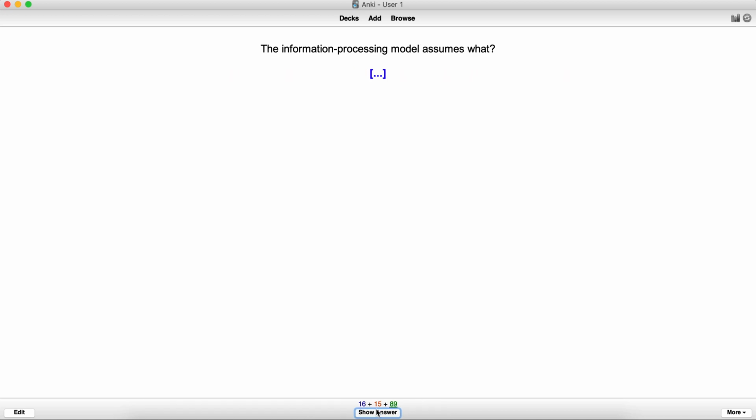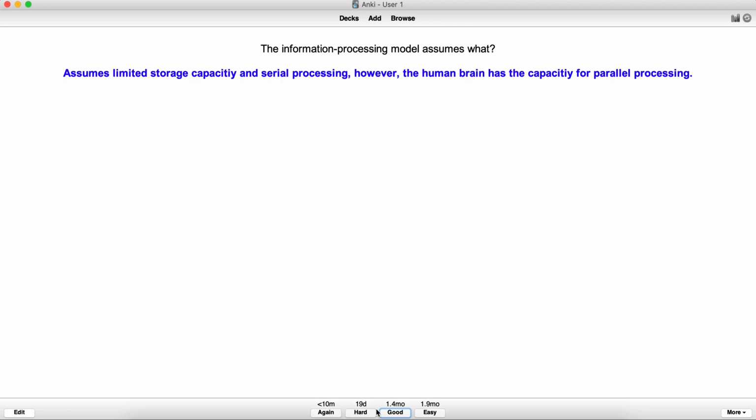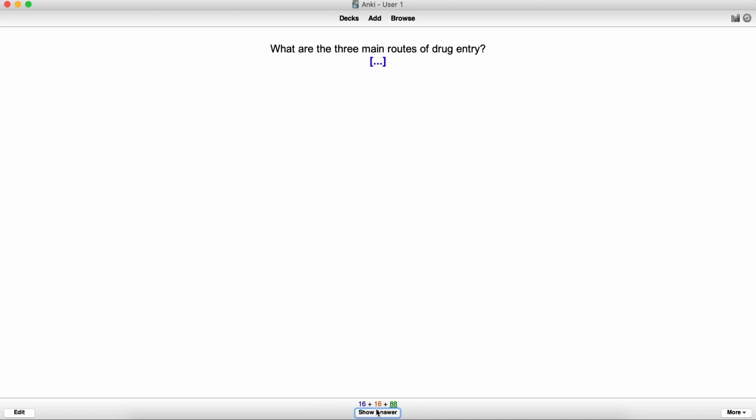Information processing assumes that our brains have a limited storage capacity in serial processing. However, the human brain still has a capacity for parallel processing.